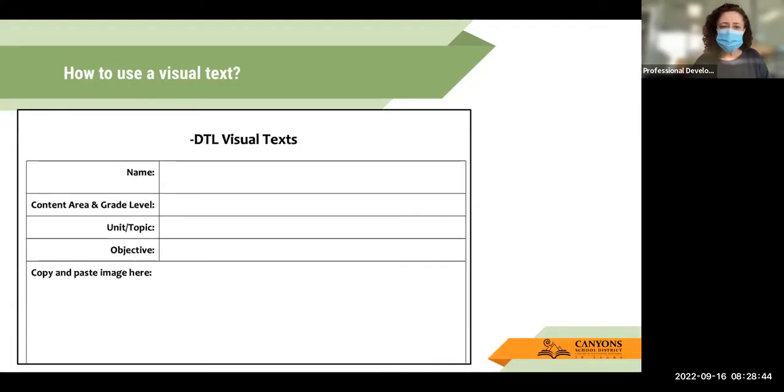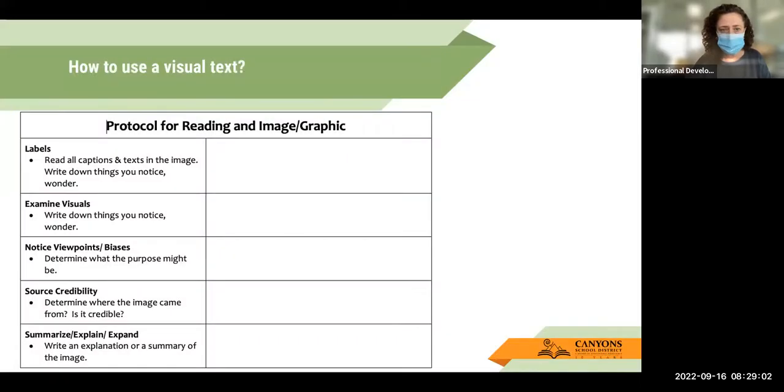This is one way of analyzing a visual text. So make sure that you pay attention to the grade level, to the topic, and what is the objective for that visual? Why do you want to use that visual, and how are you going to use it in your content area?